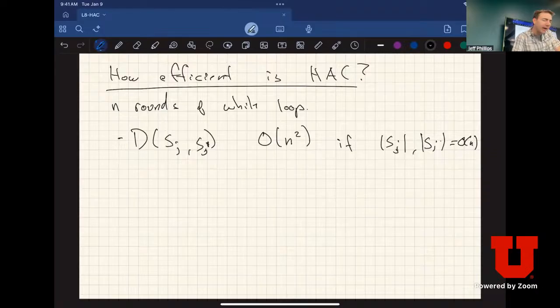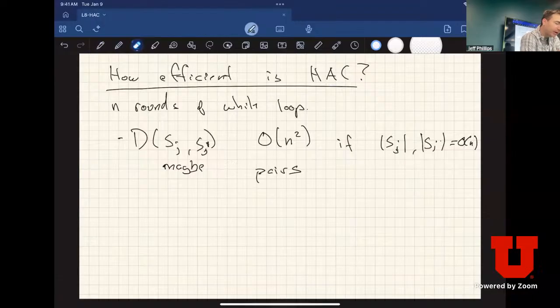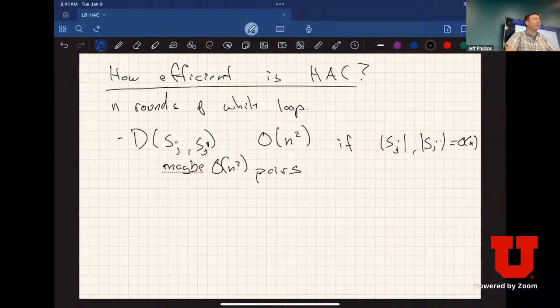But you can argue that the total time for the step, if these are large, then I don't have as many computations to make. And there are maybe n choose 2 pairs, or let me say on the order of n squared pairs. So this might take n to the 4th time every step in the worst case.